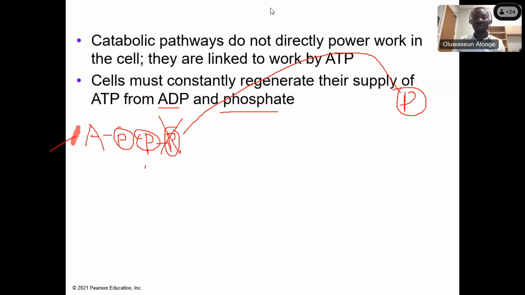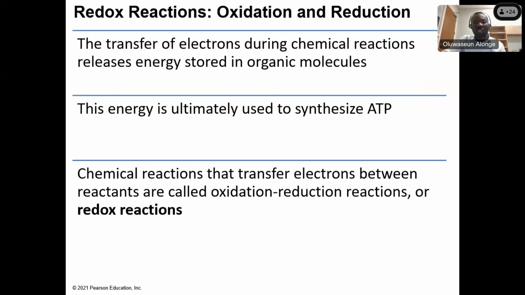All right, so let's go. The transfer of electrons during chemical reactions releases stored energy in organic molecules, and that is what is going to be used to make ATP. Chemical reactions that transfer electrons between reactants are called oxidation-reduction reactions, or redox reactions.